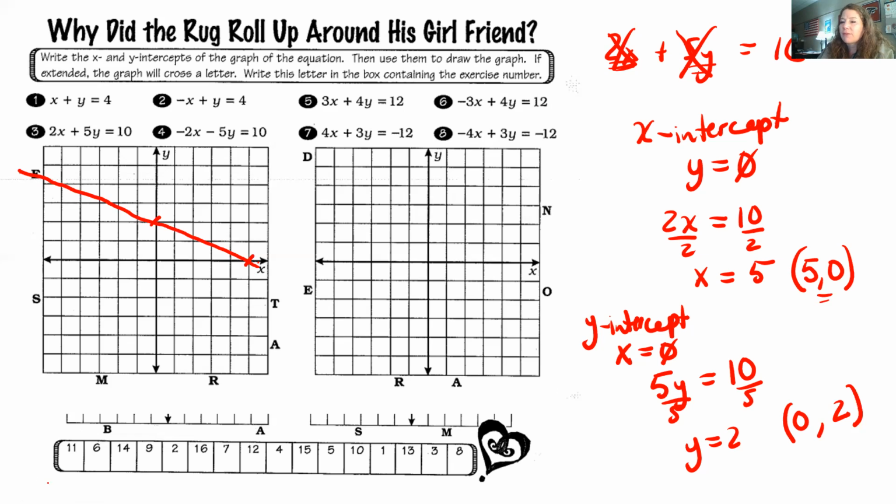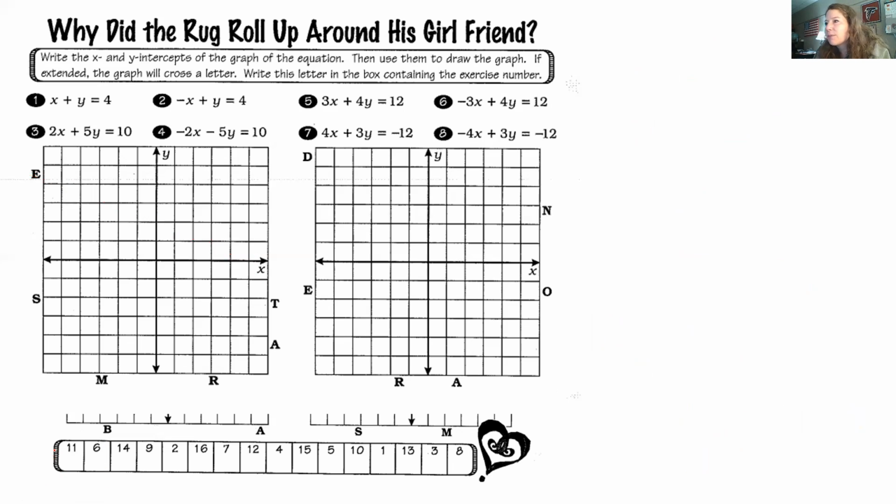Yeah, but both of them we've done have a negative slope, right? Yes. All right, so let's find one with a positive slope. How about 8? We'll do number 8. All right, so we're going to do it both ways.